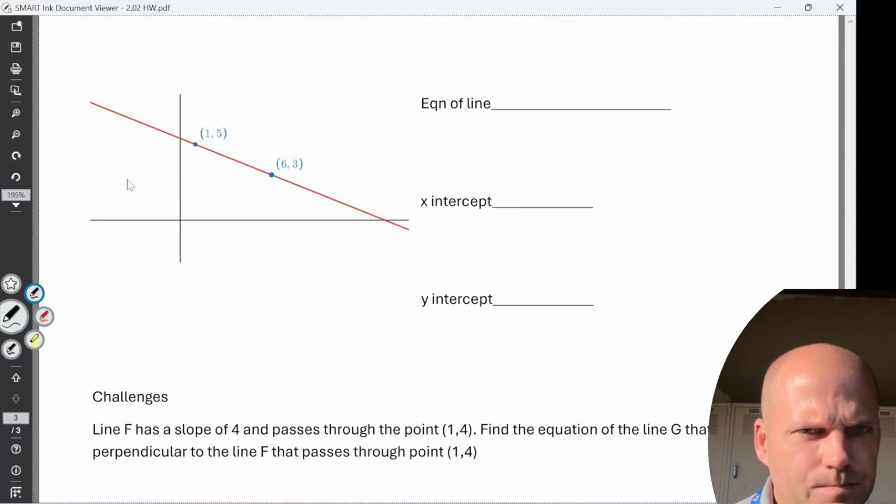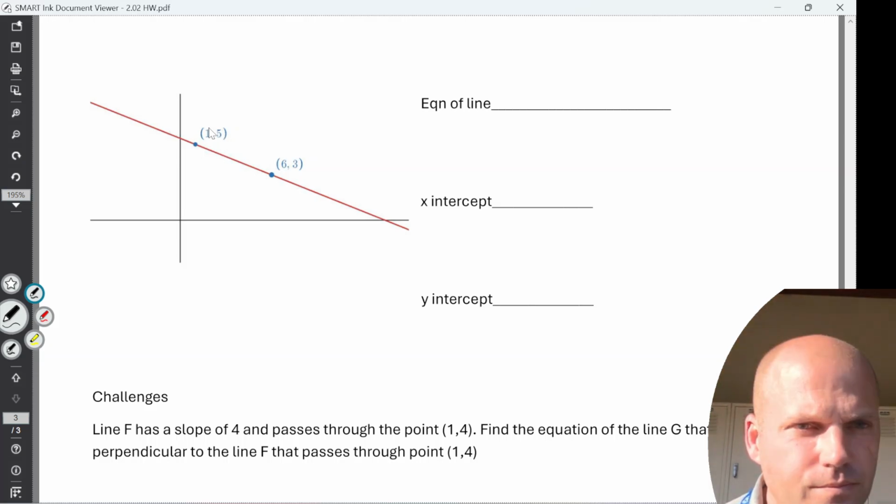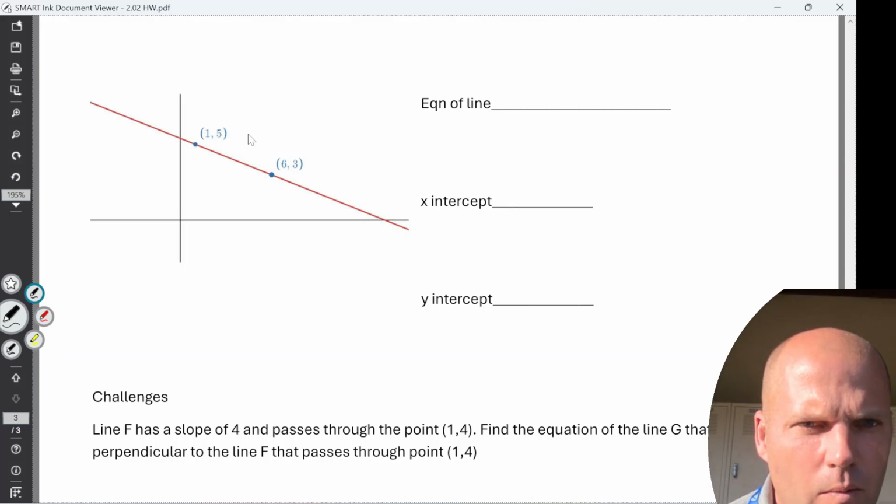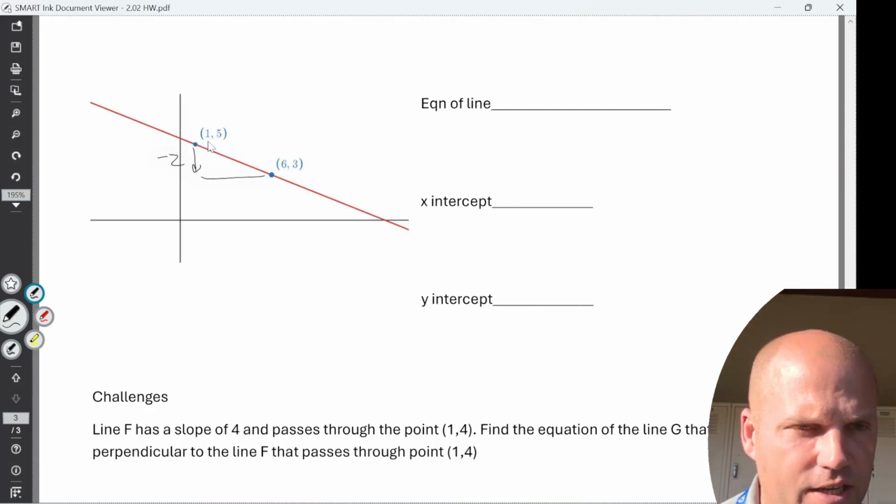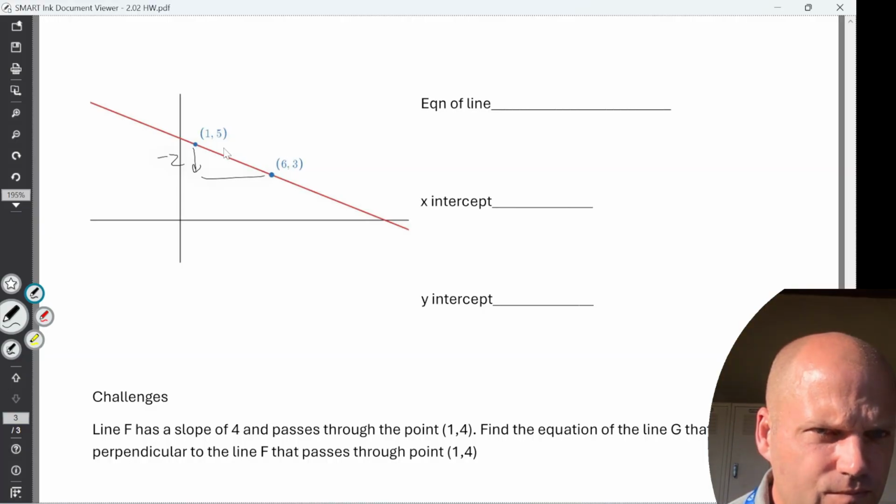Okay, another one like that. Maybe I'll just go quicker. We're going from 5 to 3. That's a change of -2 for the y's. We're going from 1 to 6. That's a change of +5 for the x's. Make sure you put your y's over your x's.